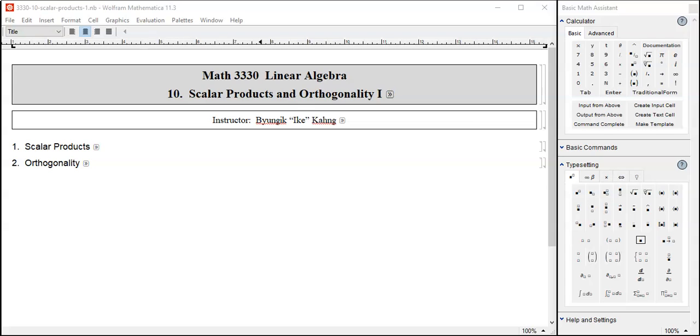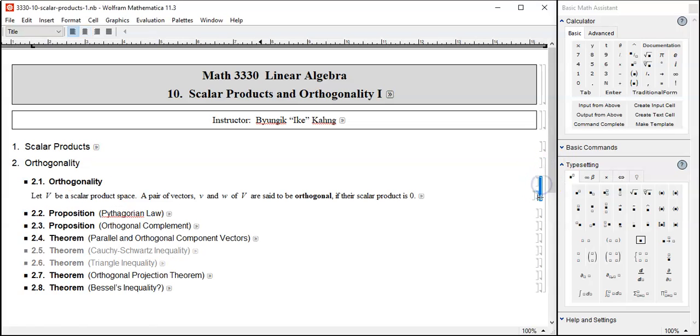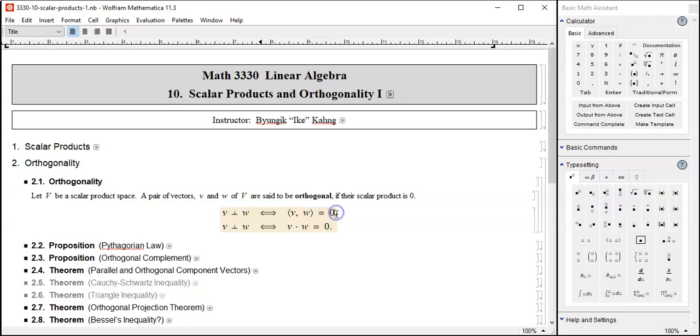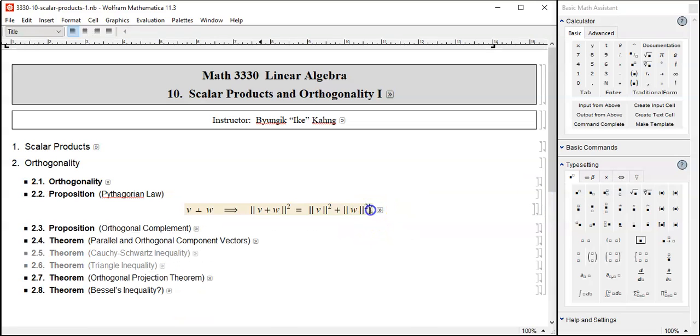Hello students, welcome back. Let us resume our discussion on orthogonality. Here's a definition of orthogonality. We defined vectors v and w to be orthogonal if the scalar product is 0. When two vectors are orthogonal, we have the Pythagorean law: hypotenuse squared is equal to one side squared plus the other side squared.